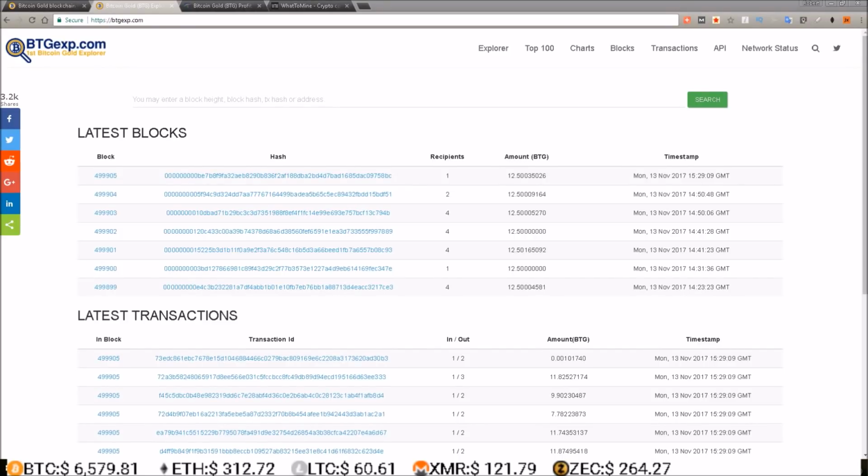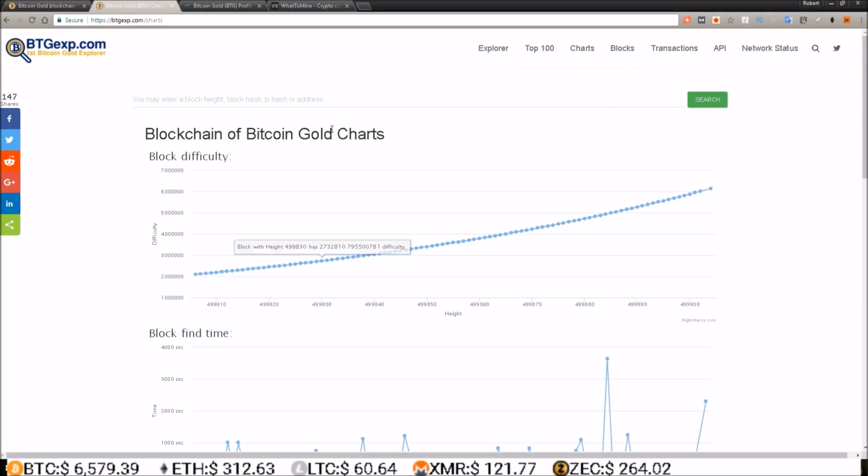The Bitcoin Gold mainnet is live. As you can see here, we have Bitcoin Gold blocks rolling in. But how profitable is it to mine Bitcoin Gold? You can see here, Bitcoin Gold difficulty continues to increase at a crazy rate.